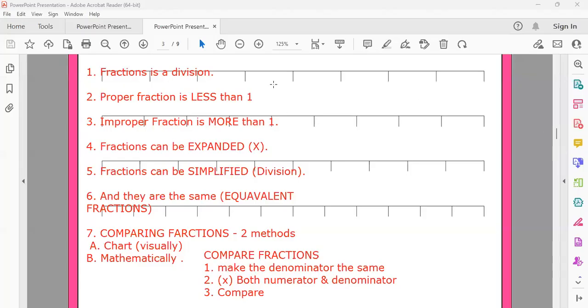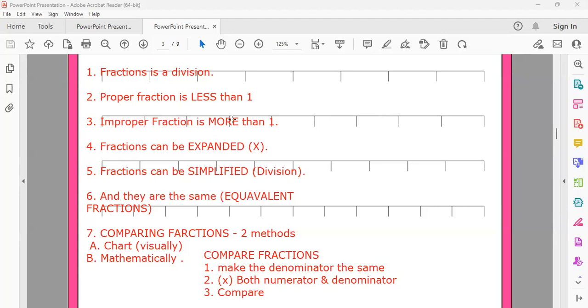All right, so this is a complete summary. Fraction is a division, proper fraction is less than 1, improper fraction is more than 1. Remember, it's not supposed to be on the paper, it's supposed to be in your brains. Fractions can be expanded, fractions can be simplified. Expand using multiplication, simplify using division. And they are the same.